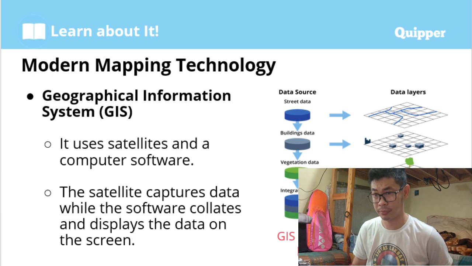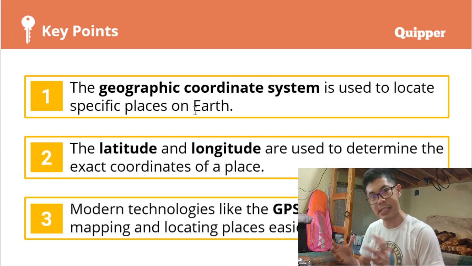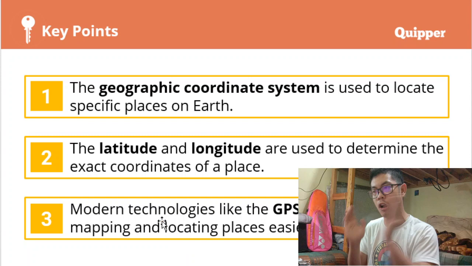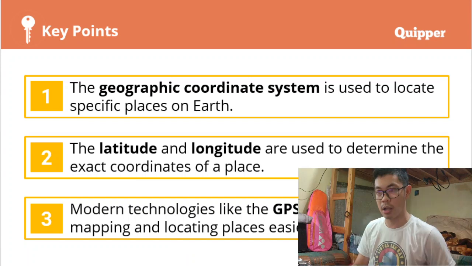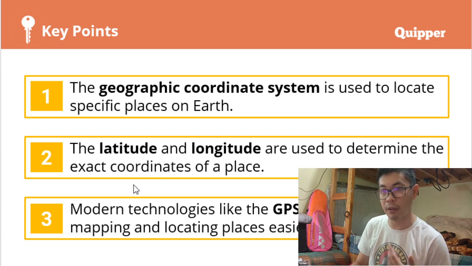Activity nyo, ano? I think medyo mabilis ako, pero hindi ko kasi gustong humaba yung video na ito. However, as a whole, try po nating i-review. Alright, so you have your GCS used to locate specific places on Earth. Now under your coordinate system, you have your latitude and your longitude. Now modern technologies, you have your GPS, just like your Google Map or your Waze, and we have your GIS, which is your geographical information system, which is actually your Google Earth na.